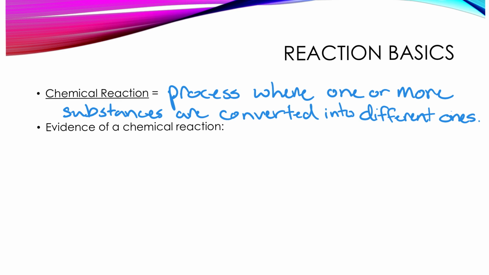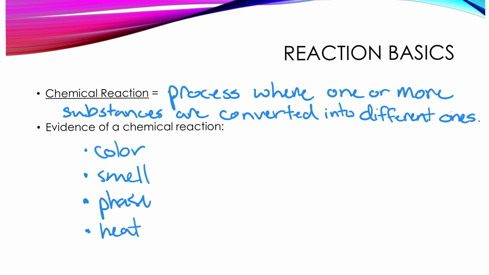Now, to see if a chemical reaction actually happened, if you observe a reaction, you're going to see changes in maybe color. You're going to see changes in smell. You might see a phase change. You can see some heat. Bubbles, gas. These are some of the different pieces of evidence that you could see for a chemical reaction.